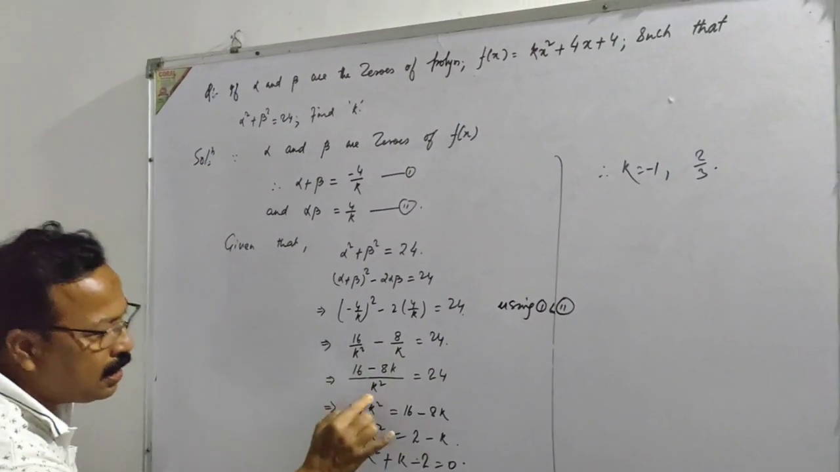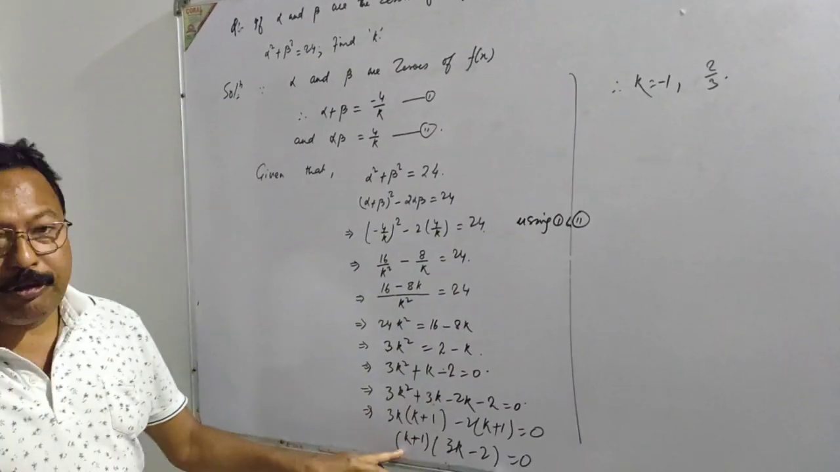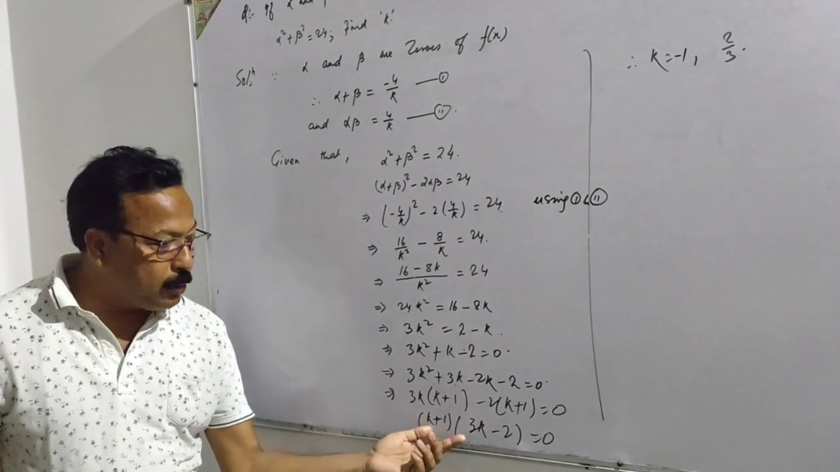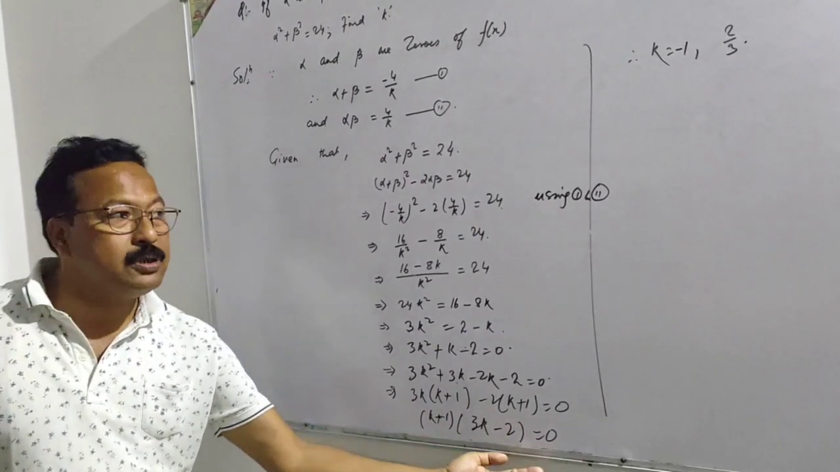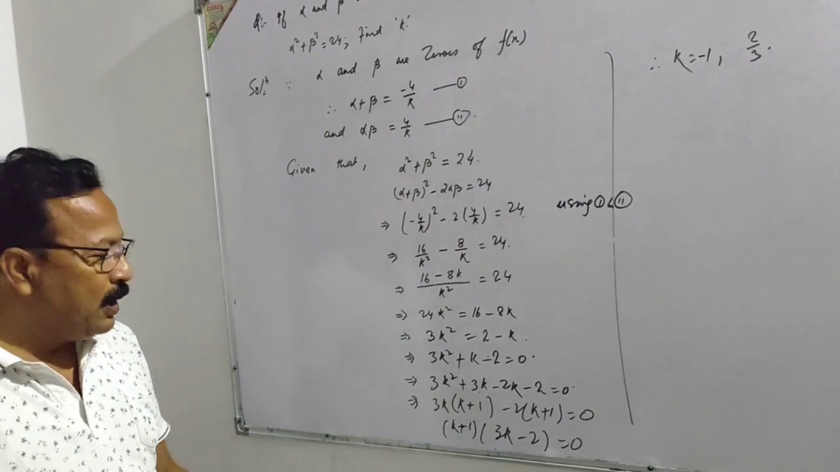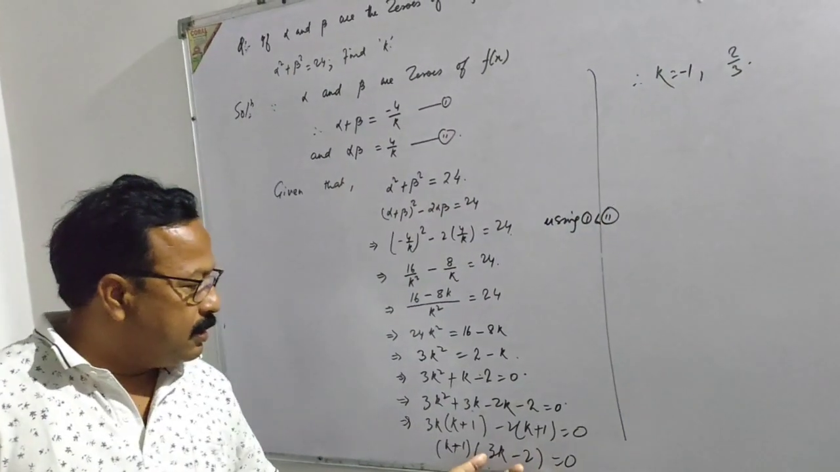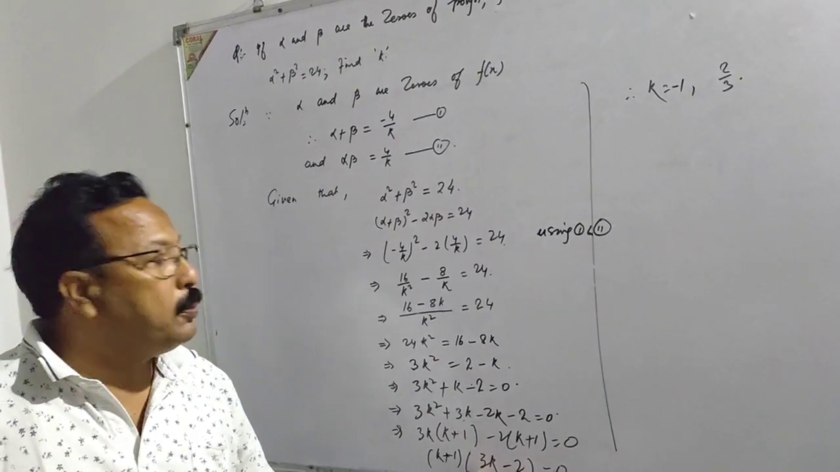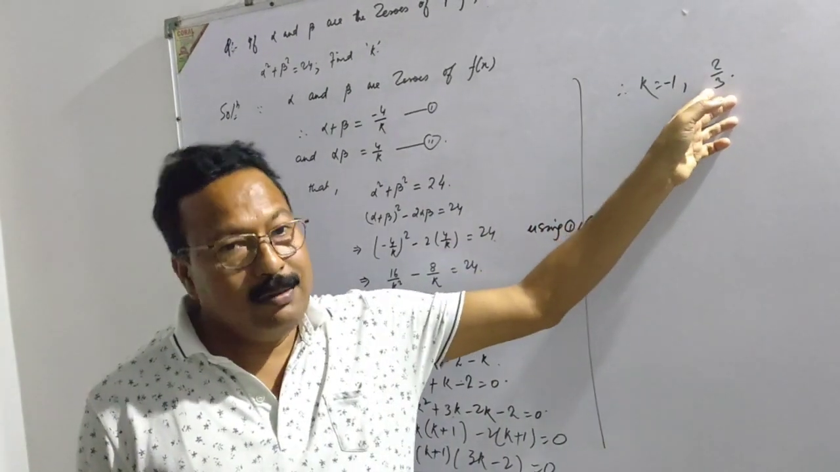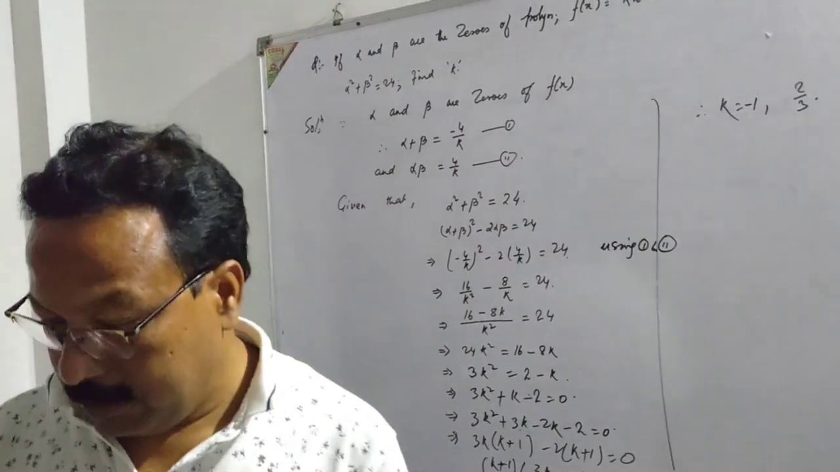Take the LCM here, k square, and after solving that, you will get two factors. The product of two factors becomes 0 only when either of them is equal to 0, and k becomes minus 1, and this is 2 upon 3. These are the values of k. This is your answer.